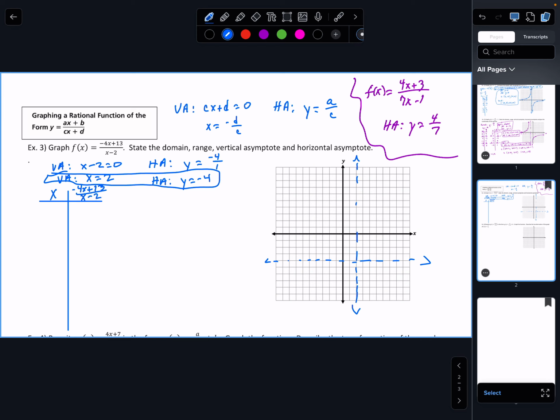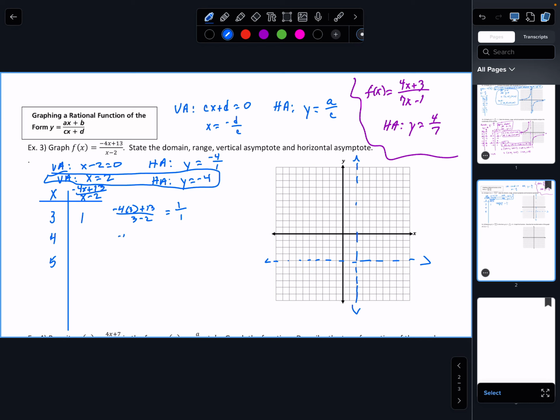And so to the right, I've got 3, 4, and 5. And you are just plugging them in. Negative 4 times 3 plus 13 over 3 minus 2. You get negative 12 plus 13 is 1 over 1. When you plug in 3, you get 1.